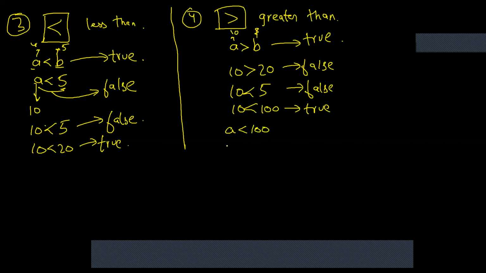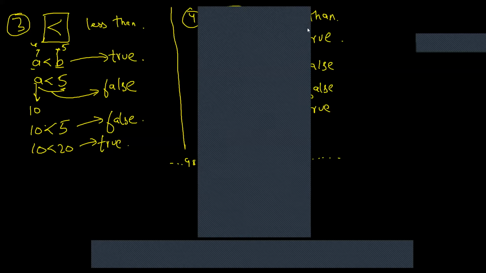Okay? If it's any number less than 100, whatever I type, it will give me a true value. Any number that is greater than or equal to 100, meaning 100, 101, 102 and so on, will give me the value false. Simple, right? 99, 98, anything will give the value true. Cool. Correct.